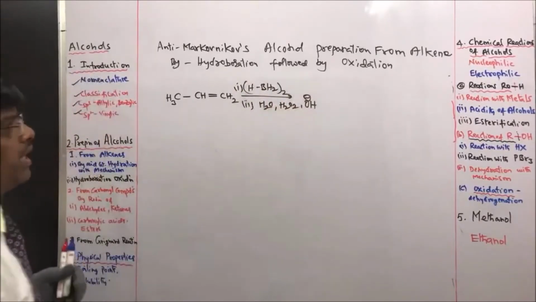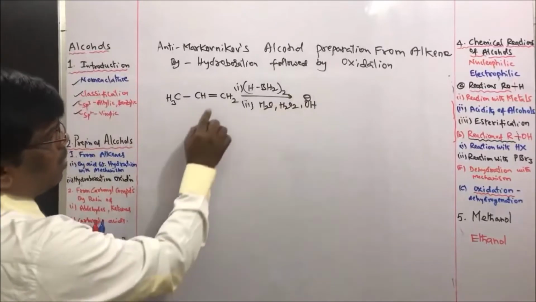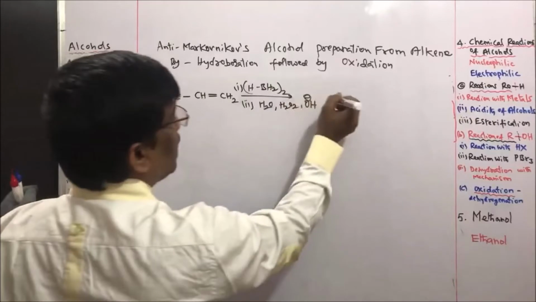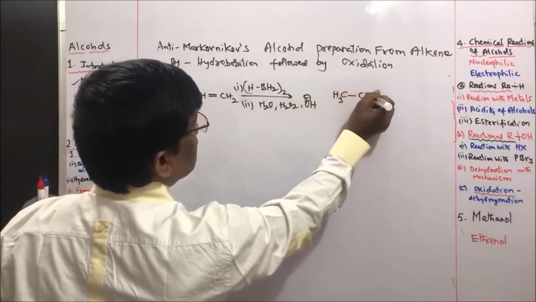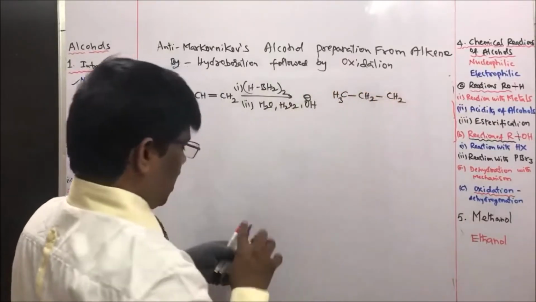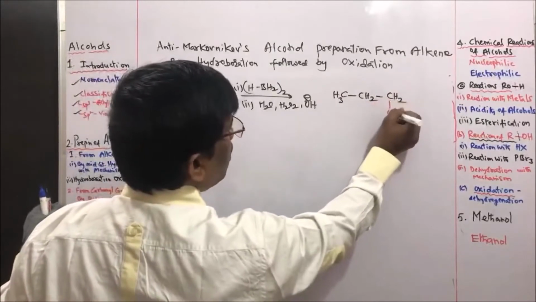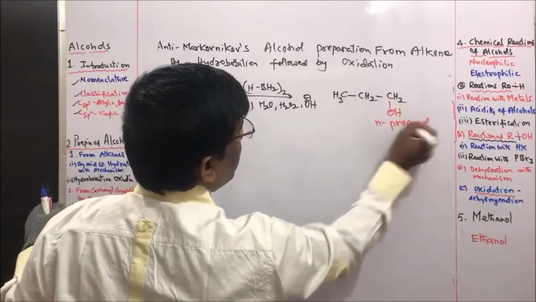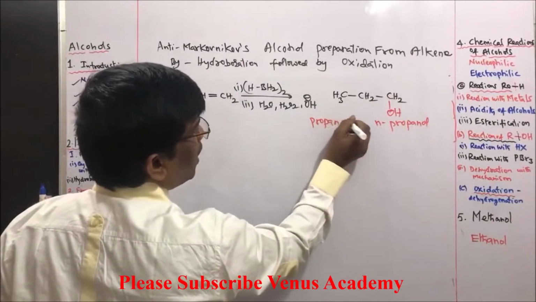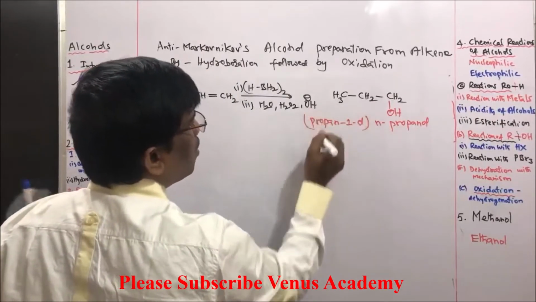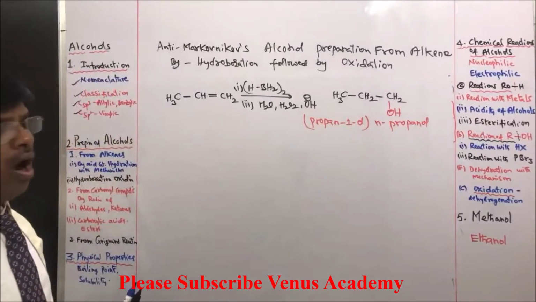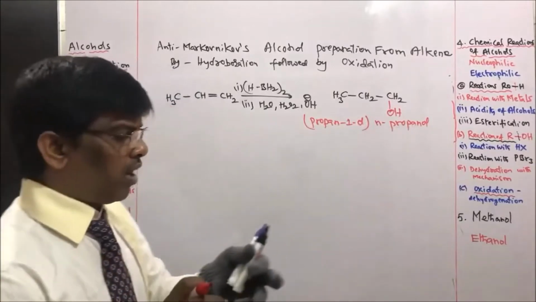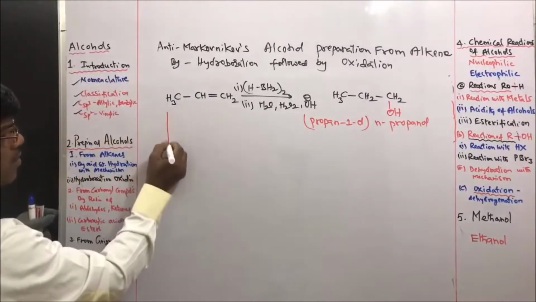In the previous example we obtained alcohol at this position. Now I am going to get CH3, CH2, CH2, and this time n-propanol I am going to get. n-Propanol or propan-1-ol. In the previous example we obtained propan-2-ol, that is isopropanol. In this case we are going to get n-propanol. What is the mechanism? It is very simple, students.